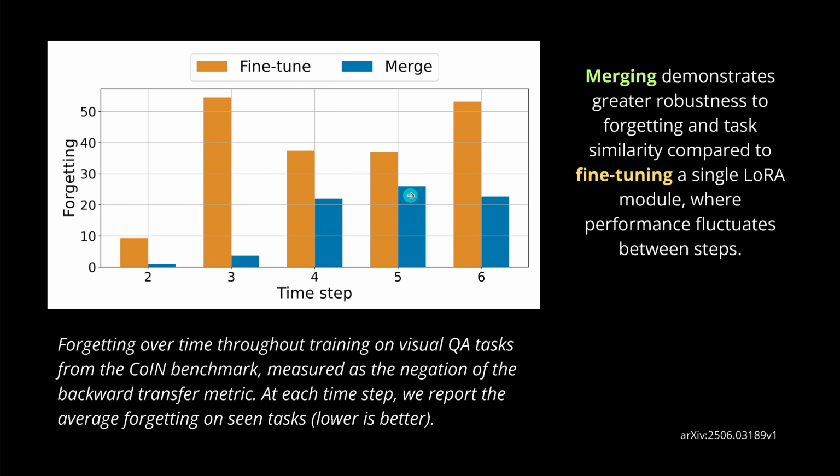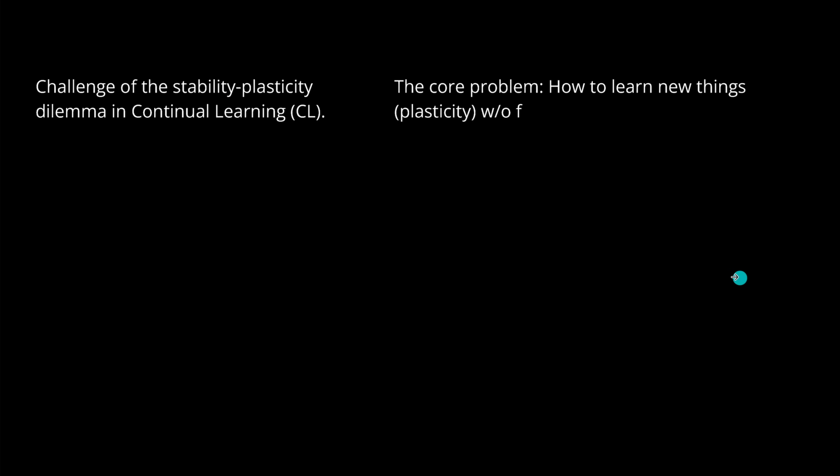If we go now to the details of how this merging has happened, you will understand immediately why this is not staying at a very low level while we are going up, because the method of merging, let me formulate it, is not yet the optimal one. So great. Google tells us, hey, look, merging demonstrates a greater robustness to forgetting and task similarity compared to just fine-tuning a single LoRA module. Great. So let me give you an overview of this.